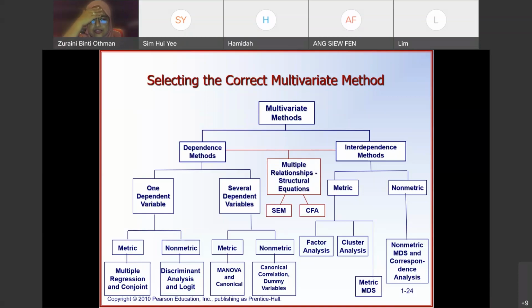The multivariate method can be a hybrid between dependence and interdependence, which we call multiple relationship structural equation modeling, SEM and CFA. These are the two analyses that we may use to analyze this relationship structural equation.